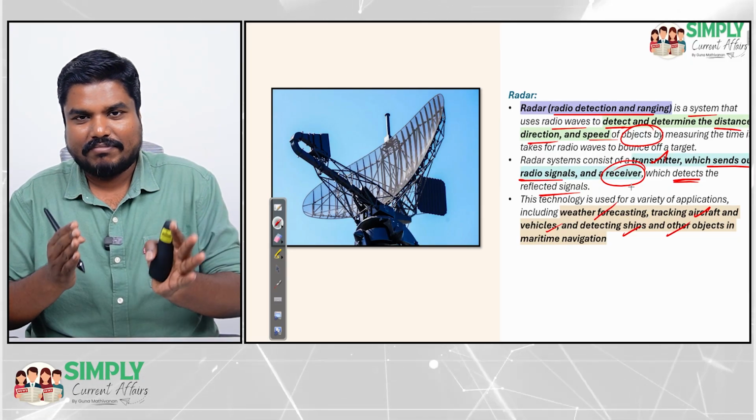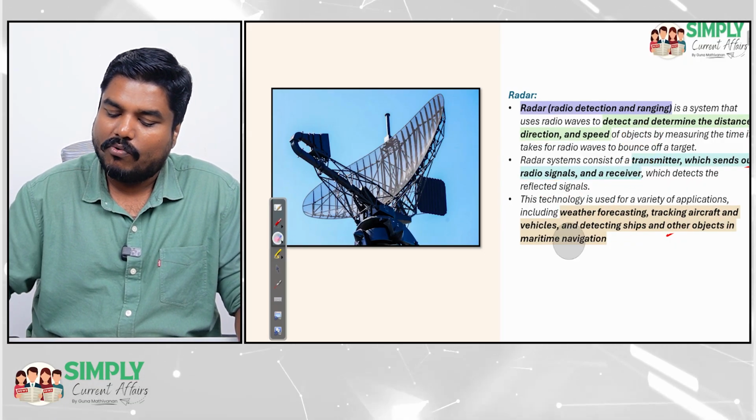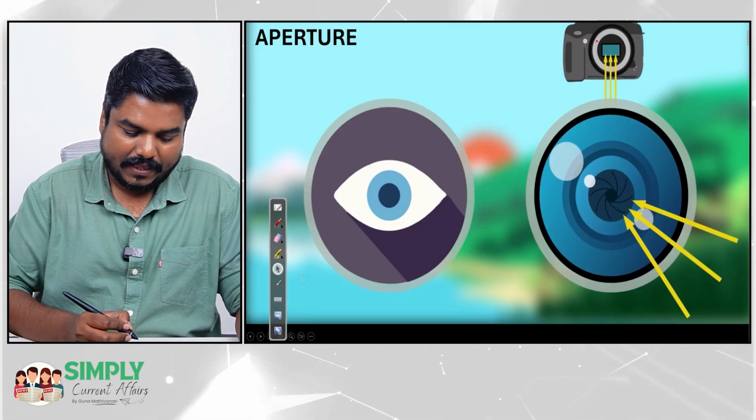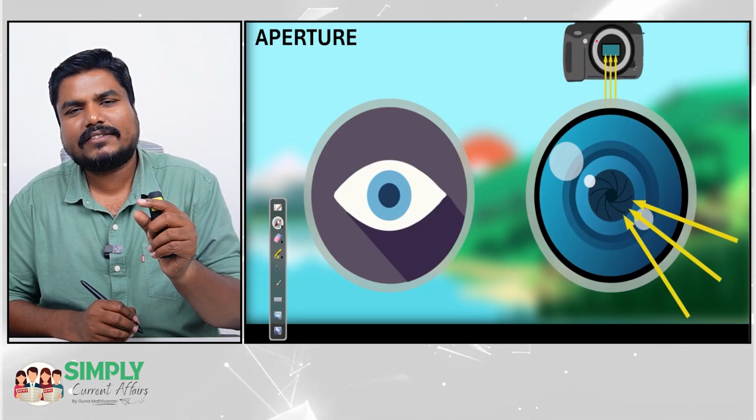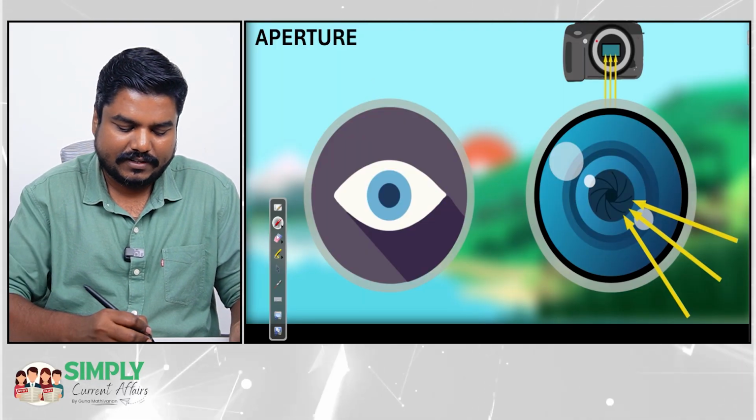So in the synthetic aperture radar, you understood what is a radar. Now we will understand what is aperture. Aperture's literal meaning is a small gap through which light passes. Take your eyes.